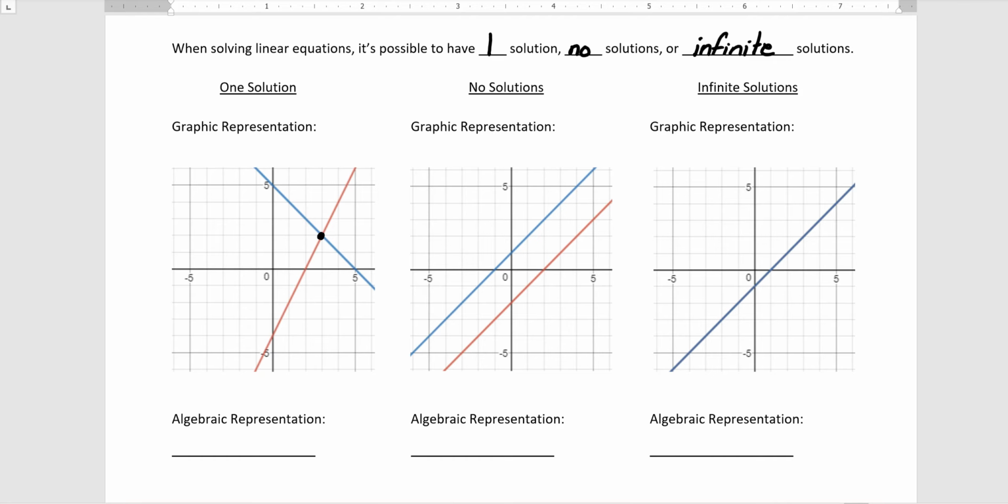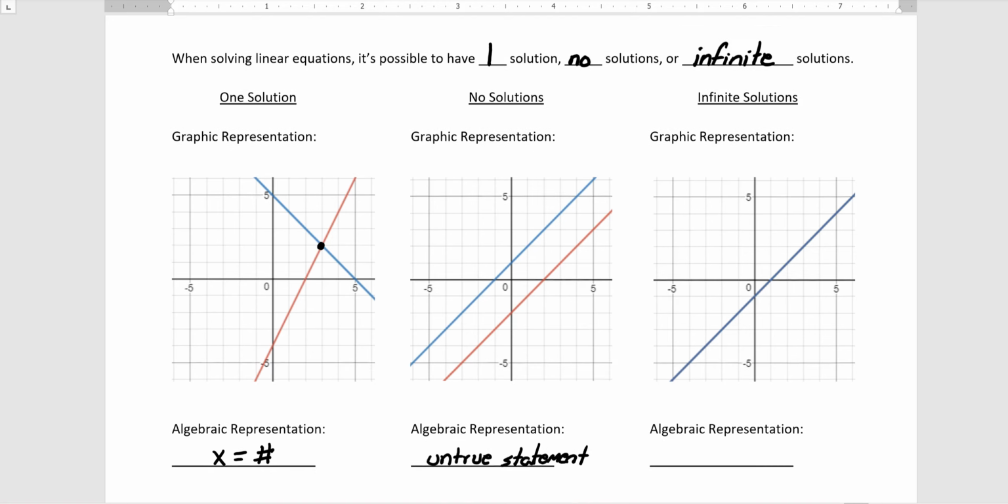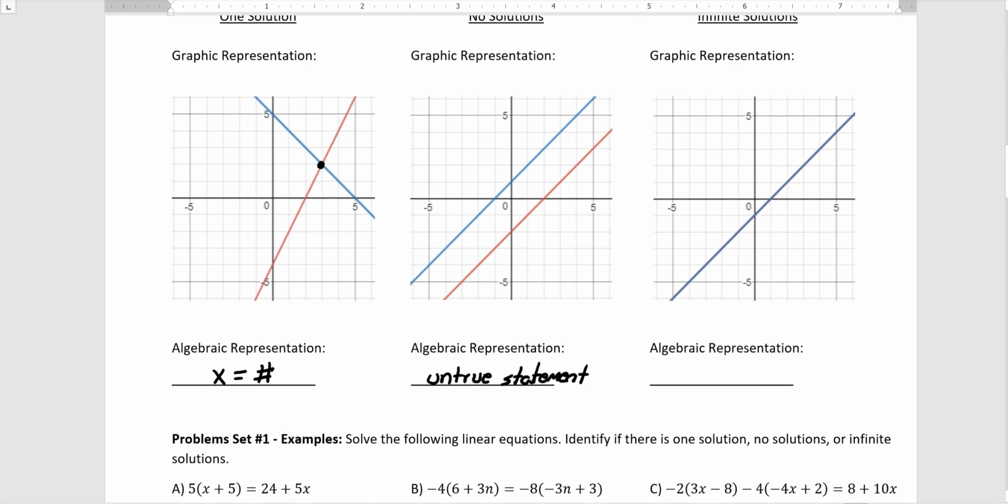So algebraically, we know there's one solution when we get x equals some number. If we find x equals 2, well, there's that one solution, 2. Now, when there was no solutions, do you remember we got an untrue statement? So something like, what did we have up above? Negative 4 equals 2. That's what that would look like algebraically. That's not true. Negative 4 does not equal 2. That's how we know there's an untrue statement.